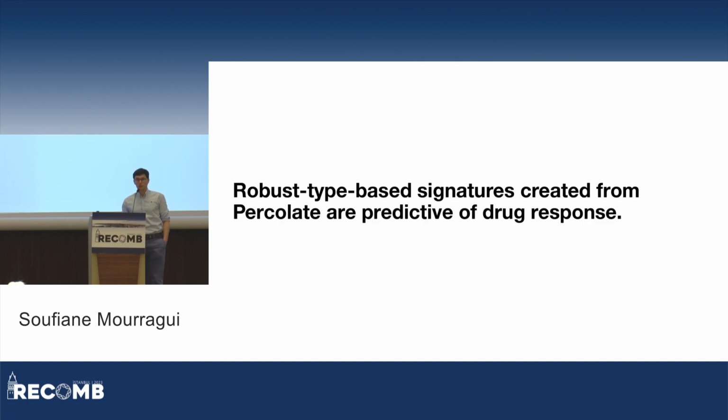Now, of course, we still use gene expression inside the cross-validation loop. So for the new samples we have gene expression. We try to see whether we could generate DNA-based robust type signatures from Percolate in a full cross-validation loop. For this, we can use the out-of-sample extension that we devised in our paper.